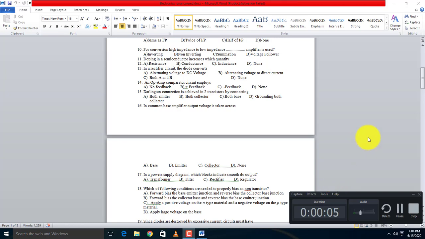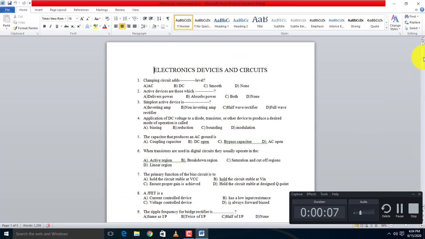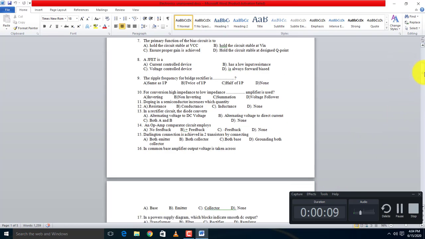Bismillahirrahmanirrahim. Yesterday we discussed the 10 MCQs from this file. So today we will start from MCQ number 11.